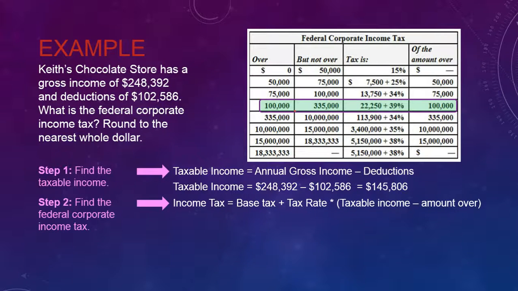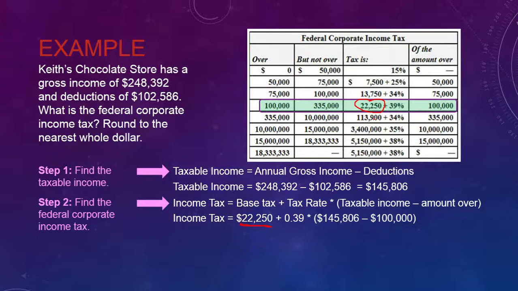So look at what the tax is. The base tax is $22,250, and that's why I plugged that in. That comes from this number right here. So you need to be very careful what that number says.